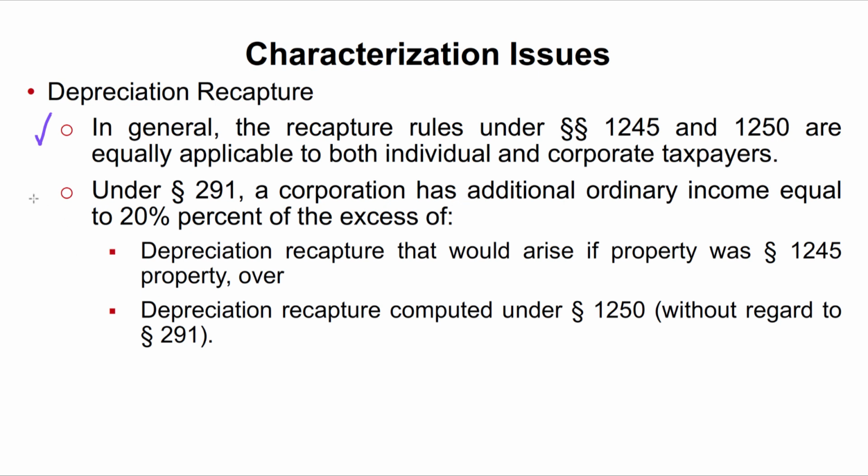However, there's a new rule in town when it comes to depreciation. In addition, we also have Section 291, so corporations have even more recapture: additional ordinary income recapture equal to 20% of the excess of depreciation recapture that would arise if the property was Section 1245 property over depreciation recapture computed under Section 1250. That's very interesting. It basically says that corporations almost always are going to have more depreciation recapture issues because of this special provision.